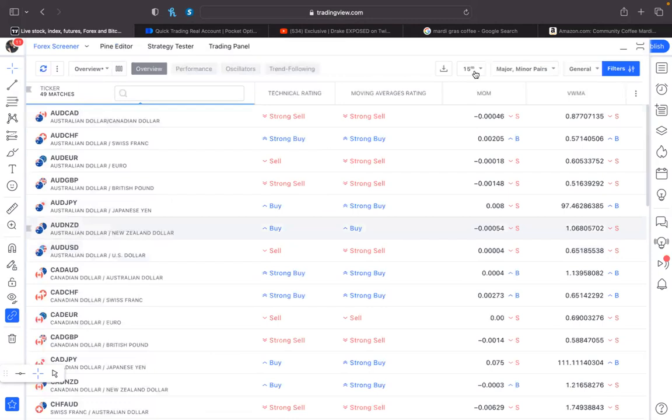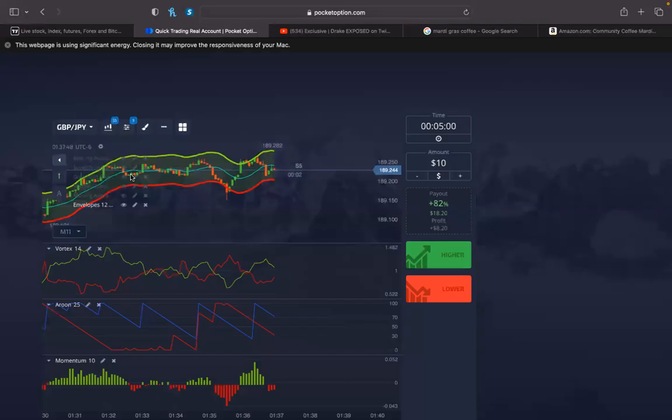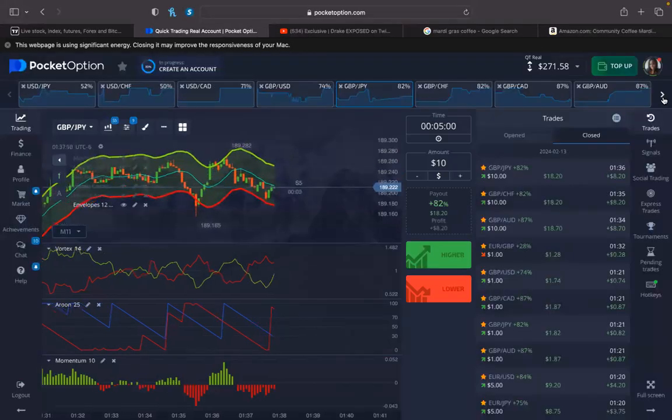And like I said, the 1 minute, it kind of moves fast and it changes so much that I feel like it's not a true trend. So I use the 5 minute and I'm entering on the 5 seconds. So here, the Australian Swiss franc, I have a buy all the way across. So I would buy this for 5 minutes, but I would enter it on the 5 second chart.